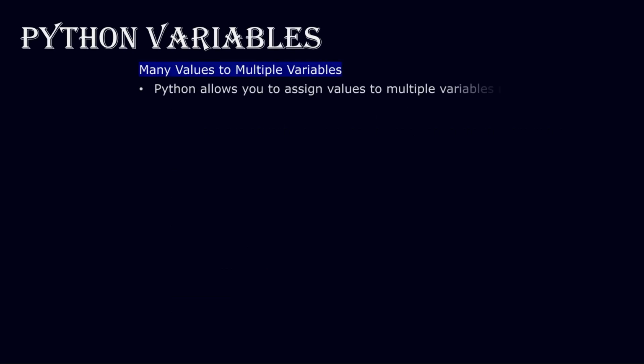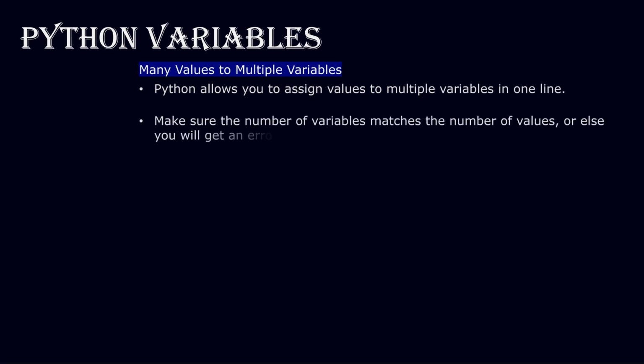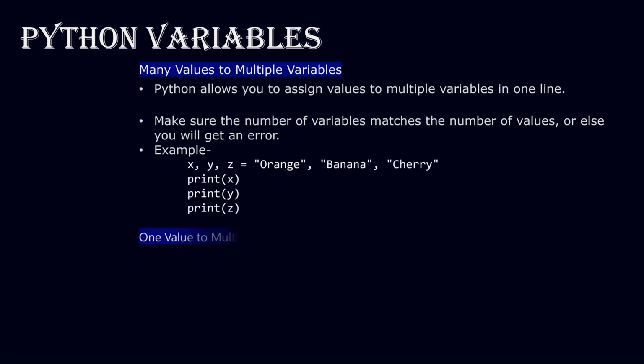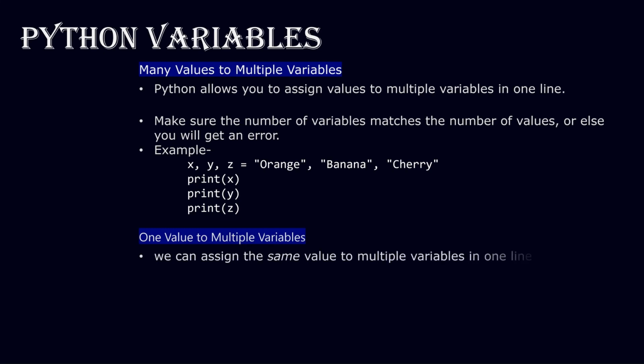Many values to multiple variables. Python allows you to assign values to multiple variables in one line. Make sure the number of variables matches the number of values, or else you will get an error. One value to multiple variables. We can assign the same value to multiple variables in one line.